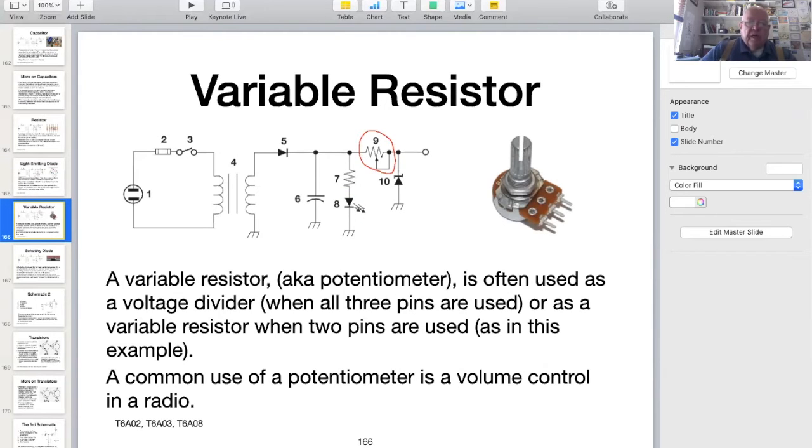Component number 9 is a variable resistor, also known as a potentiometer. The outer 2 pins have a fixed amount of resistance between them. The middle pin, called the wiper, swipes between the 2 pins, and the resistance of the middle pin depends upon where the wiper is in relationship to the other 2 pins.